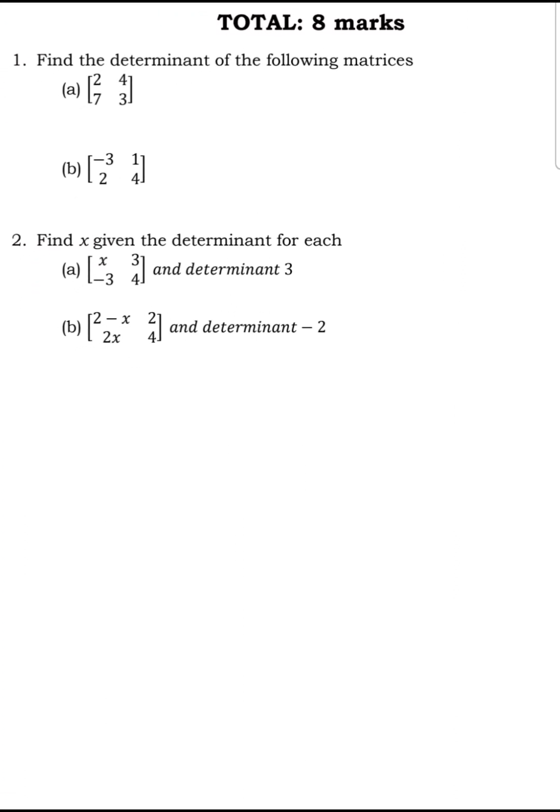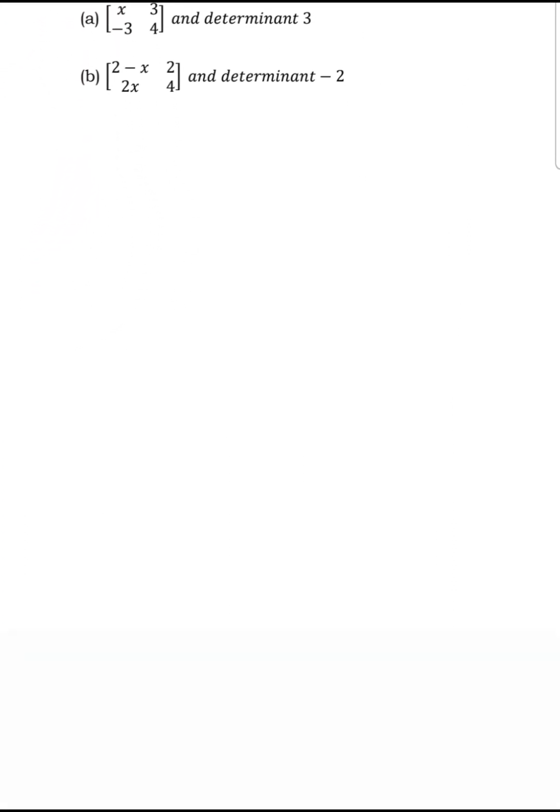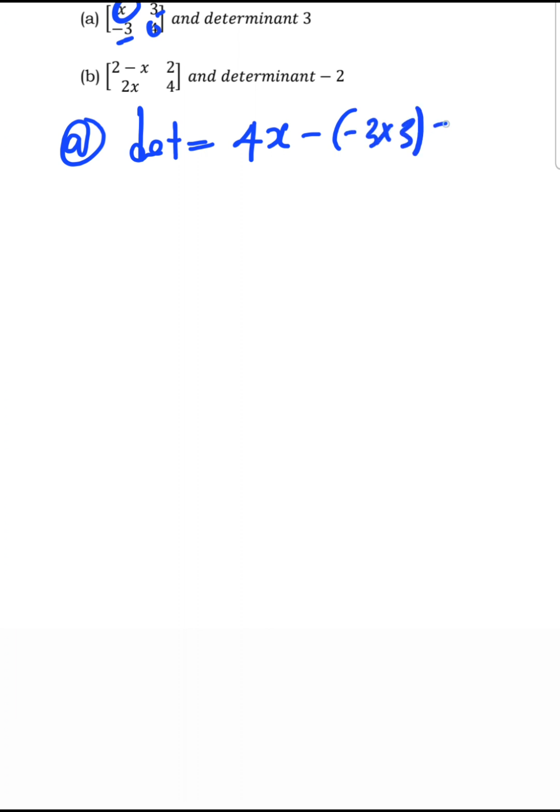So this is how it's going to be. For question A, we know that the determinant of a matrix is major diagonal elements, so 4 multiplied by x, we get 4x, minus the minor diagonal elements, we have negative 3 multiplied by 3, and this is equal to what? 3, because the determinant has been given.